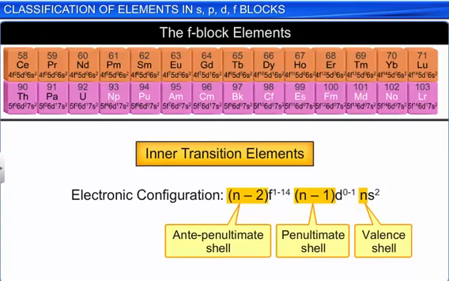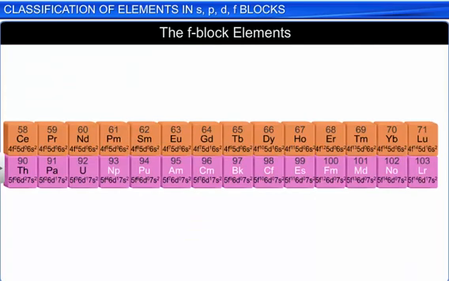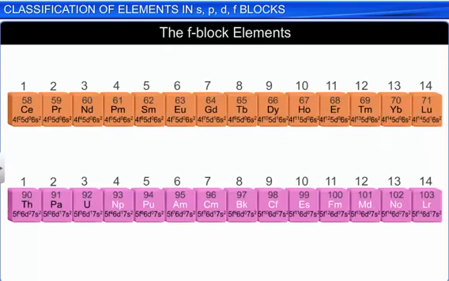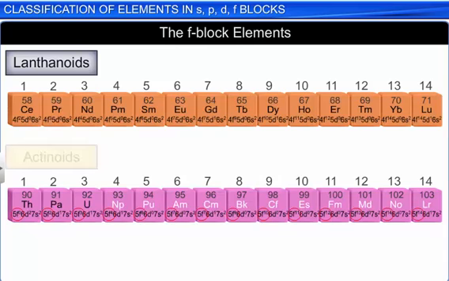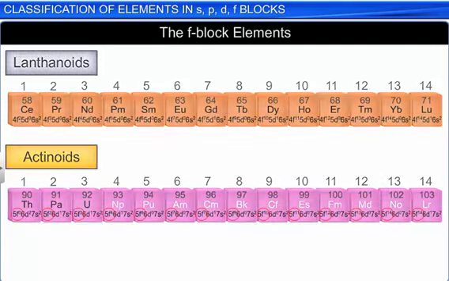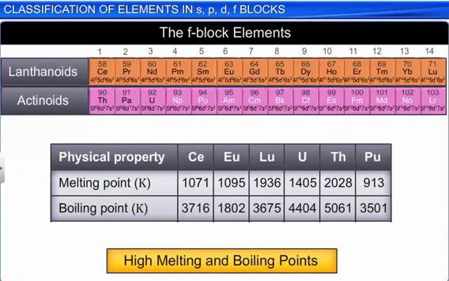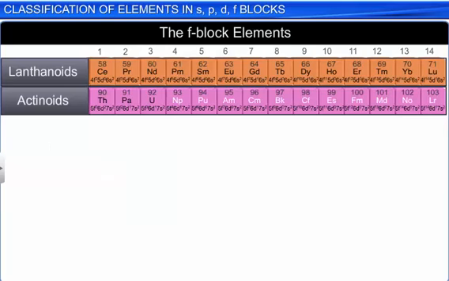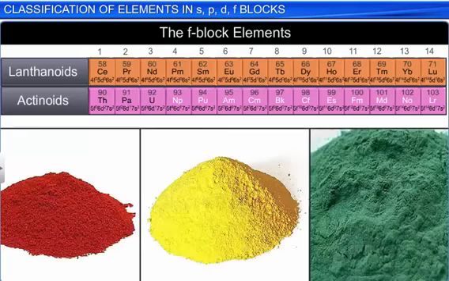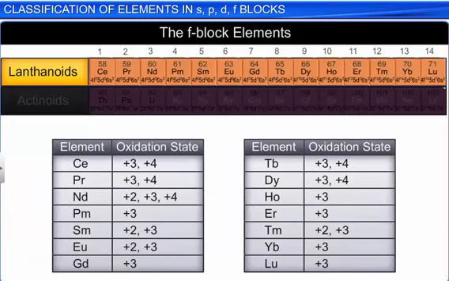There are two series of f block elements with 14 elements each. The elements in which the differentiating or the last electron enters into the 4f orbitals are called lanthanoids, whereas the elements in which the last electron enters into 5f orbitals are called actinoids. They are all metals with high melting and boiling points. Like transition metals, they too form colored salts and exhibit variable oxidation states, the most common oxidation state being 3+.